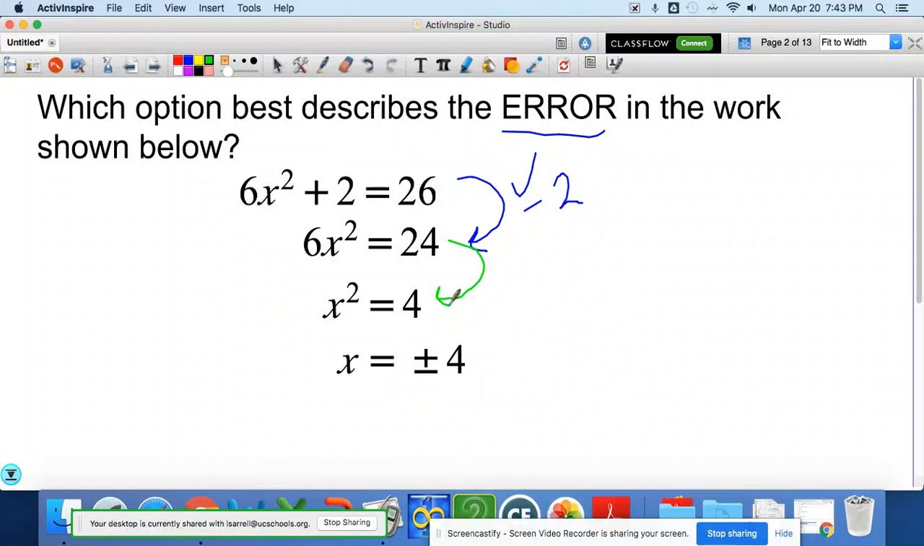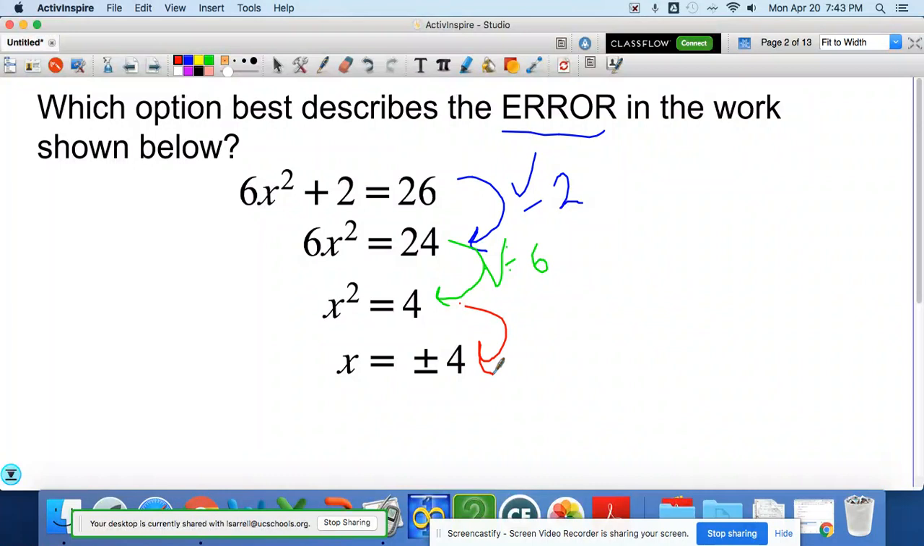So it looks to me like this 6 out front is gone. Well, how would we get rid of a 6 out front? We would divide by 6 on both sides. If I divide by 6 on the left, I get a 1x squared. That's correct. Done well. And then if I divide 24 by 6, I get 4. Looks like that step also is correct. So it must be in this last step if they actually made an error. And let's see if we can find it.